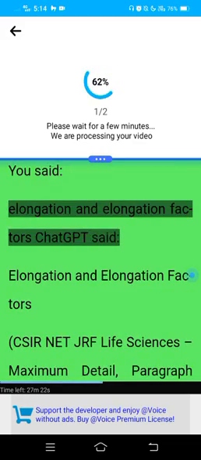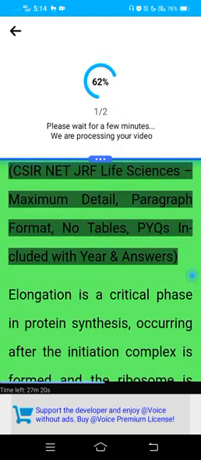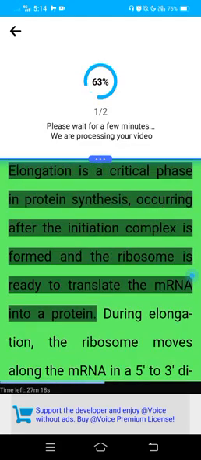You said: Elongation and elongation factors. ChatGPT said: Elongation and elongation factors. CSIR NET JRF Life Sciences. Maximum detail. Paragraph format. No tables. PYQs included with year and answers.